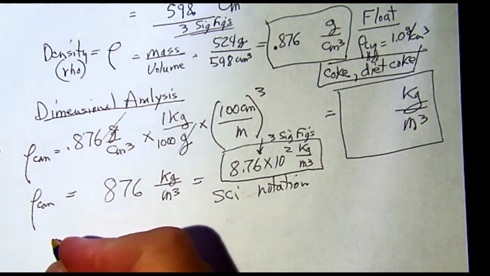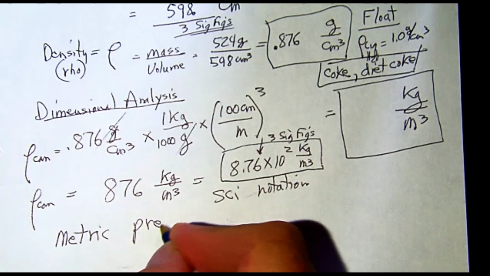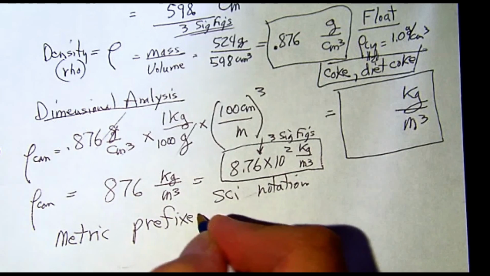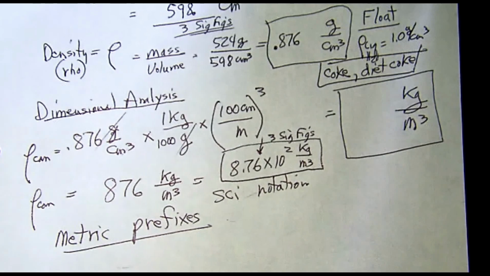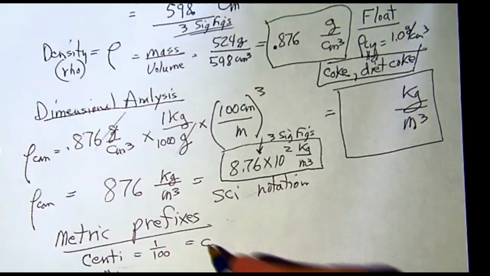Now, let's do a little bit of review. Metric prefixes: you saw in the textbook there are dozens of them, including mega and nano and micro and all those. We're only going to use three. We're going to use centi, milli, and kilo for almost everything in the classroom anyway. Centi means 1/100th, and its symbol is a C.